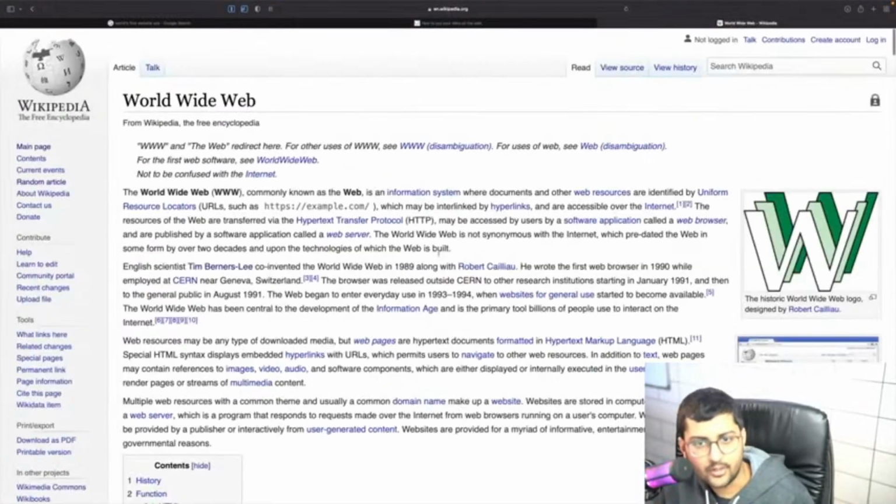World Wide Web, you can see on Wikipedia as well. It's where documents and other web resources are identified via a URL. A URL like this, we all know what a URL is, which may be interlinked by hyperlinks. There are so many links interlinked in this web page, and they are accessible over the internet. That is the World Wide Web. It's a collection of all these pages and everything.